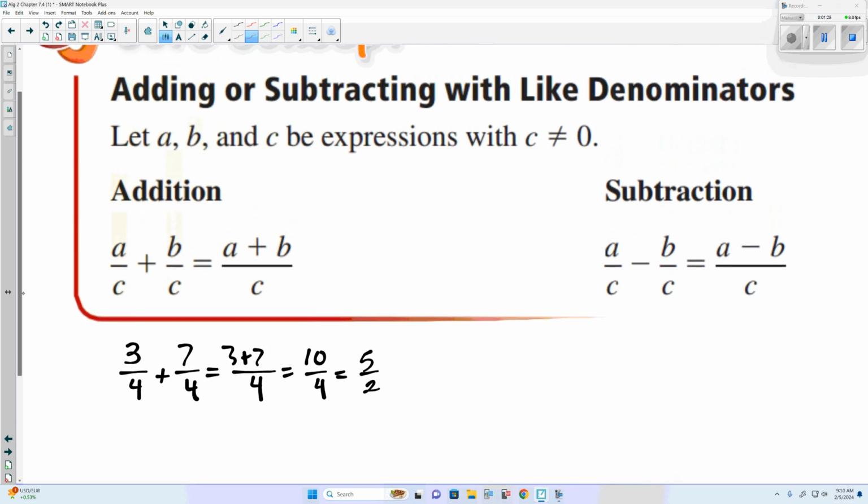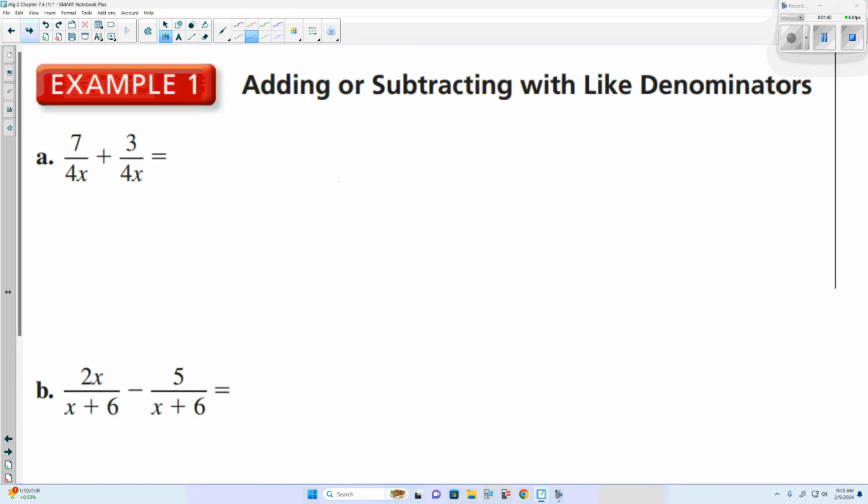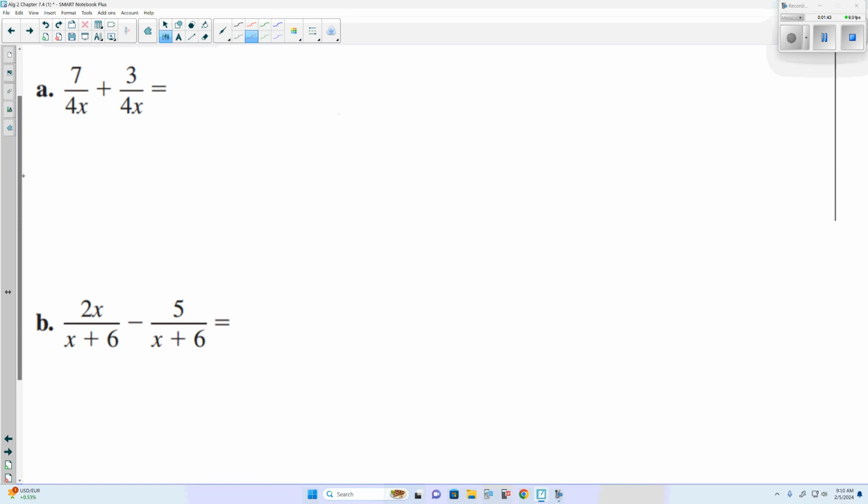And the same thing is true with our rational expressions. We'll get the denominators the same, add the numerators, and then simplify if necessary. So if we look at the first one, 7/4x plus 3/4x, are the denominators the same? Yes. Since the denominators are the same, they're both 4x, and we can add the numerators. 7 plus 3 is indeed 10, and we have 10/4x. Can this reduce? Yeah. So we'd have 5/2x.